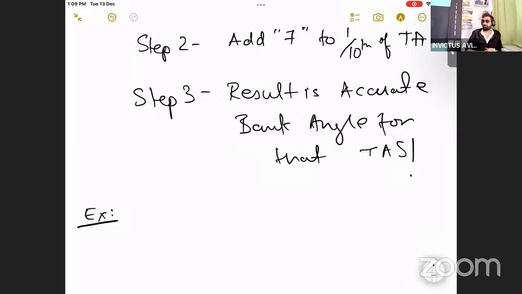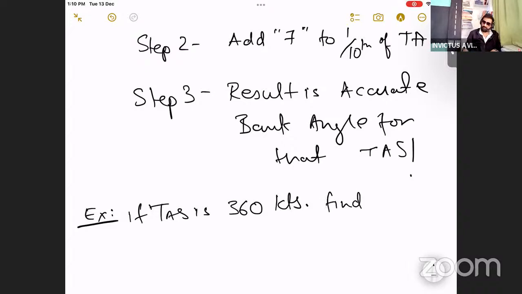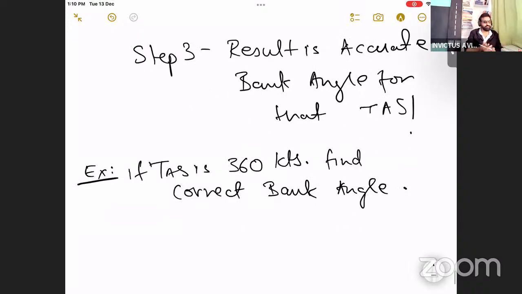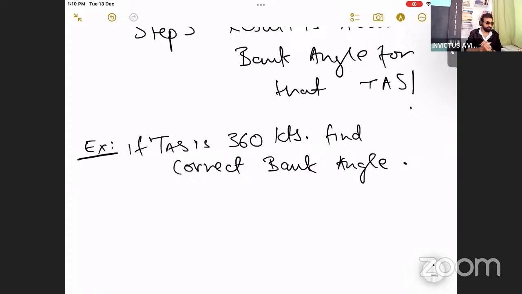ये कैसे बताएं हम? So for example, if TAS is 360 knots, what is the correct bank angle? So focus on the keywords. बाकी कुछ दिया रहेगा question में, if it's not applicable, ignore it. Find correct bank angle. Follow the steps and give me your answers verbally.